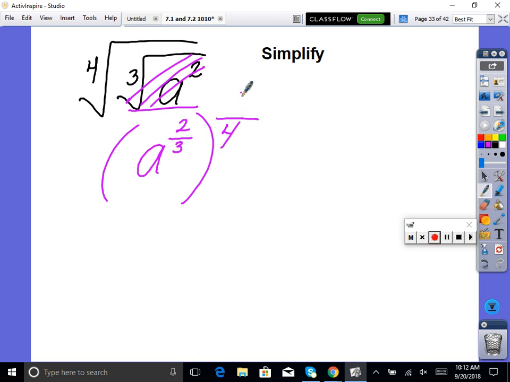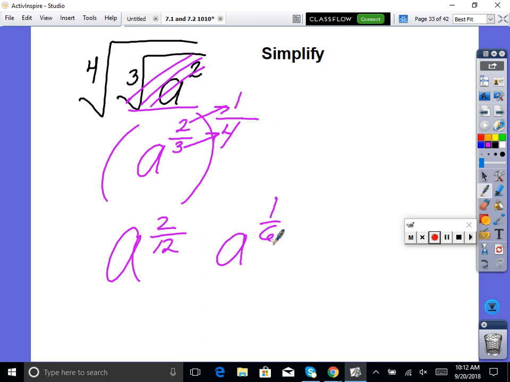Then that must be a 1 to not change that. So now raise a power to a power and you multiply. 2 times 1 is 2. 3 times 4 is 12. So our answer is a to the 1/6, isn't it? We started with radicals, so our final answer will then be written as the 6th root of a to the 1st power.